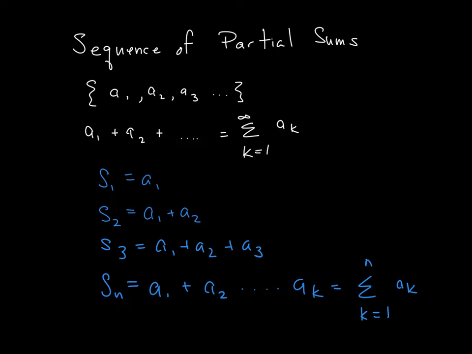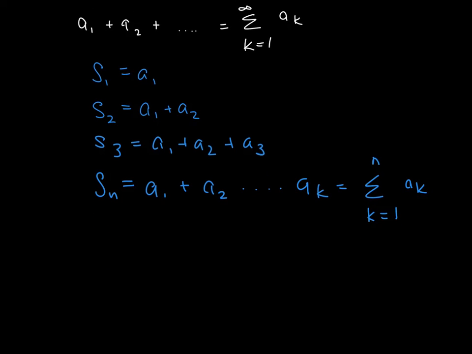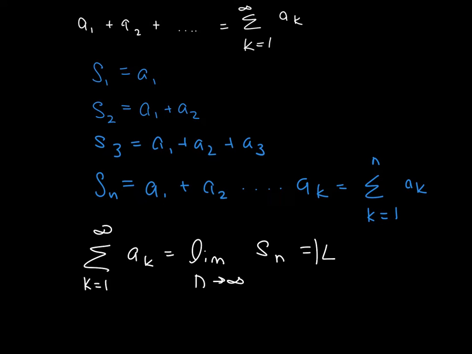Now, the reason that partial sums are so helpful to us is that when you're finding the limit going towards infinity, starting from 1 of a_k, it is equal to the limit as n goes to infinity of that partial sum. If the sequence of the partial sums diverges, the infinite series also diverges.